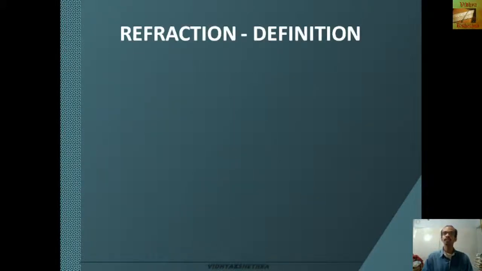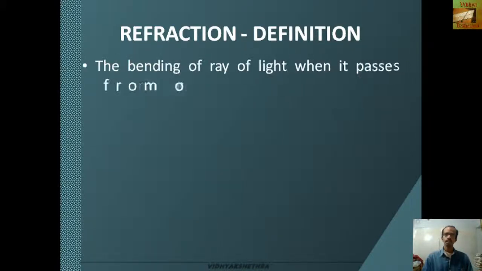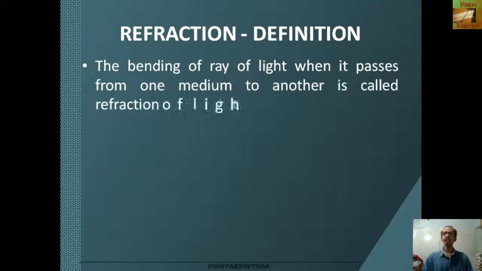Now, let's see the definition of refraction. The bending of a ray of light when it passes from one medium to another is called refraction of light. Basically, refraction is a property considering the propagation of light through various mediums.